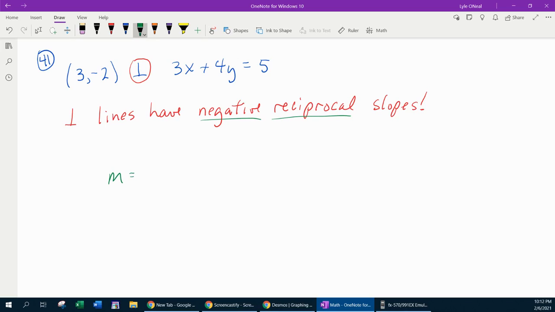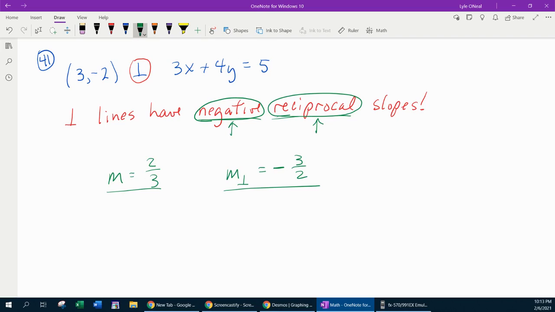So if you have a line that has a slope of, say, 2/3, the perpendicular slope to that would be the negative reciprocal of 2/3. So first of all, the word negative means it's going to become opposite, and reciprocal means flip it over.